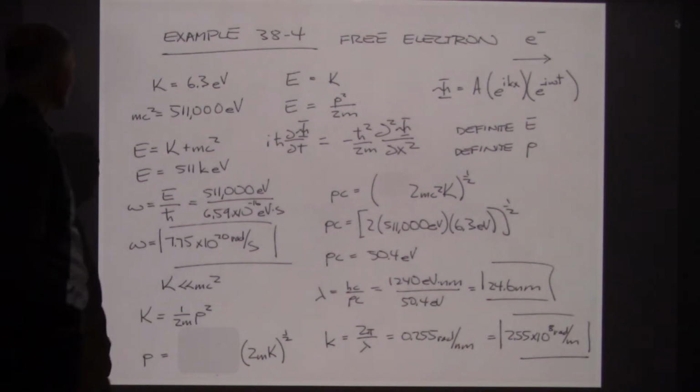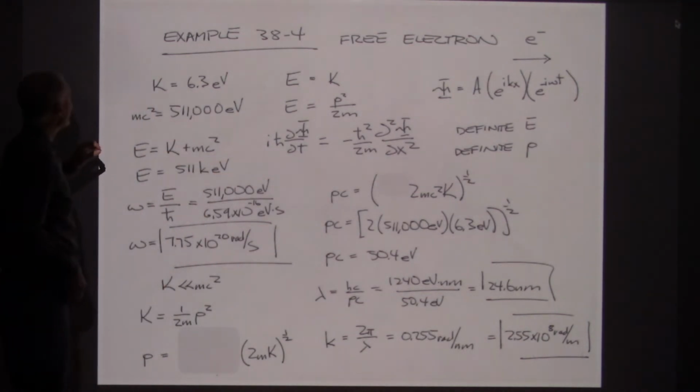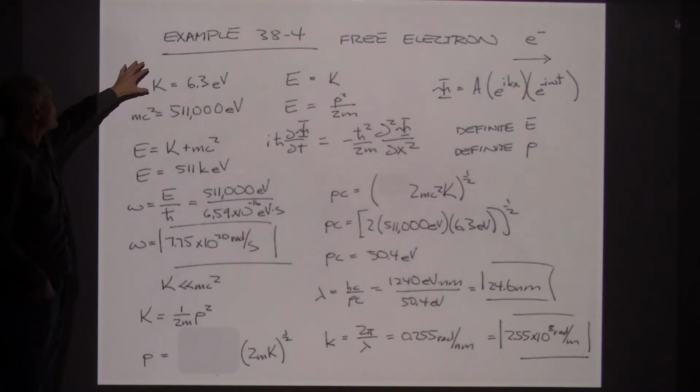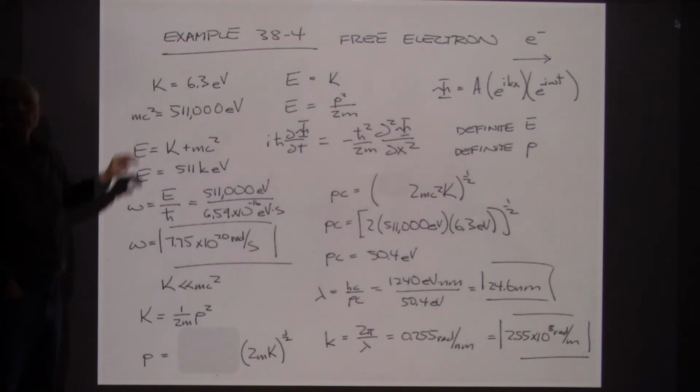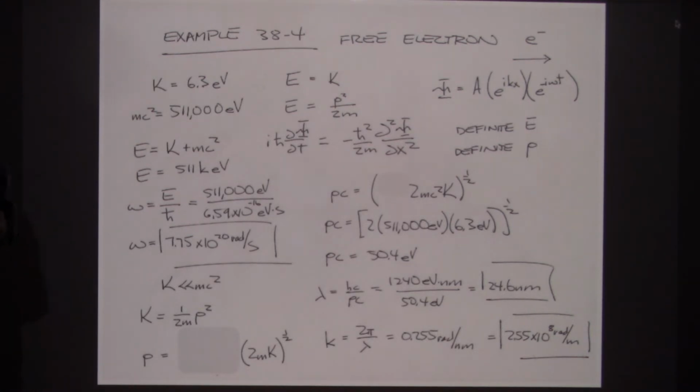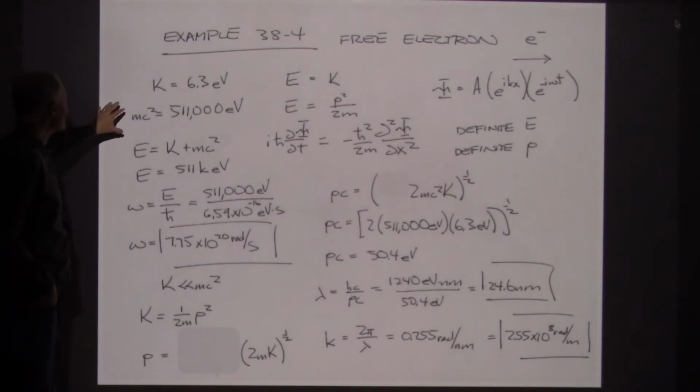Okay, so first of all, let's be clear. We've studied relativity. The 6.3 eV they're talking about is only the kinetic energy of the electron. So the mass energy of the electron is still 511,000 eV. So we want to keep track of both of those.